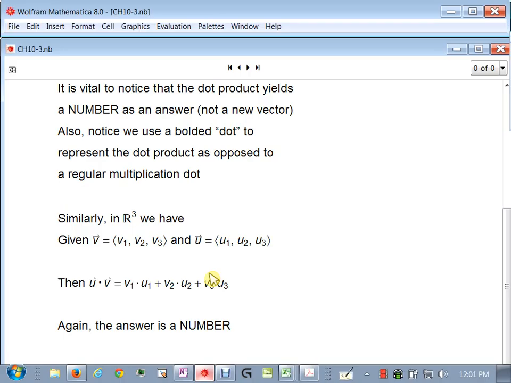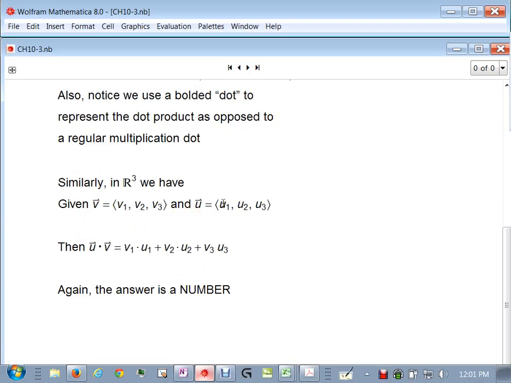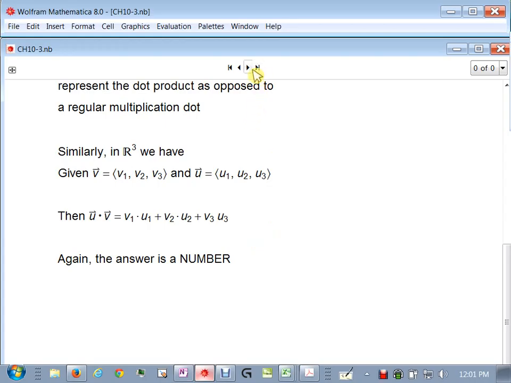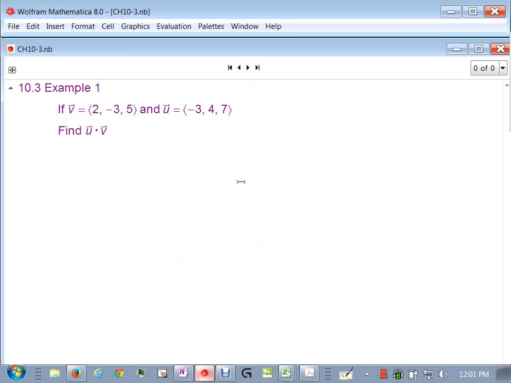If we are in 3-dimensional space, our vectors have 3 components. So now we multiply all 3 components and add them together. Again, the answer is a number. U dot V. Can we just say what U dot V would be here? Slowly, it would be 2 times -3, which is -6, plus -12, plus 35. Add those all up. That's your dot product. Do I need to do it, or?